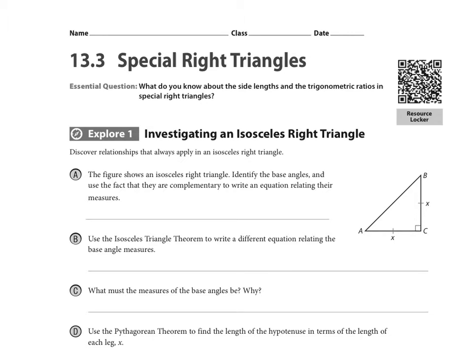So first off, what is a special right triangle? It's going to be a triangle that has certain conditions that hold true for its side lengths and its angles. So let's look at this explore together.